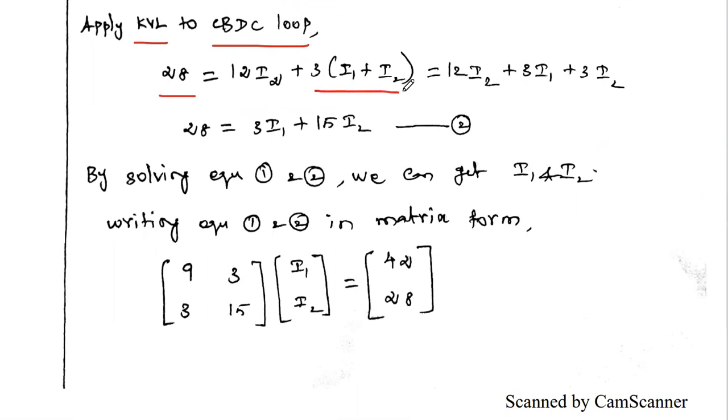Then you split this 3 into (I1 plus I2) as 3I1 plus 3I2. Then you combine the 12I2 and 3I2. So we get 28 equal to 3I1 plus 15I2. This is equation number 2.